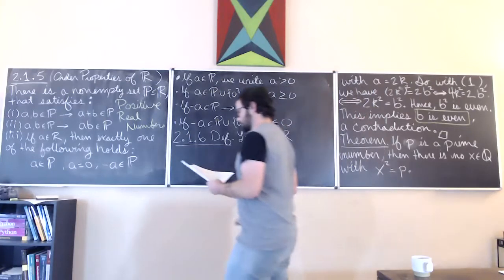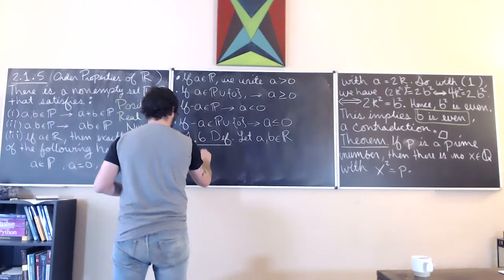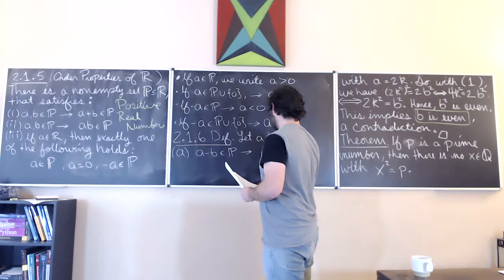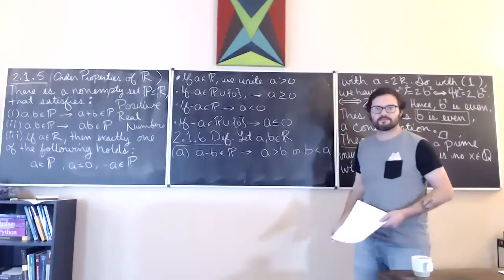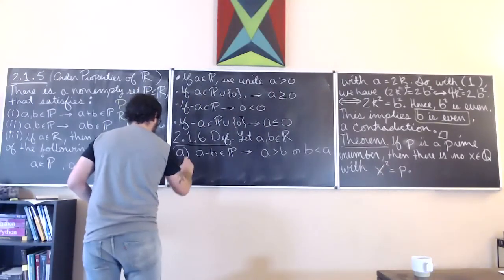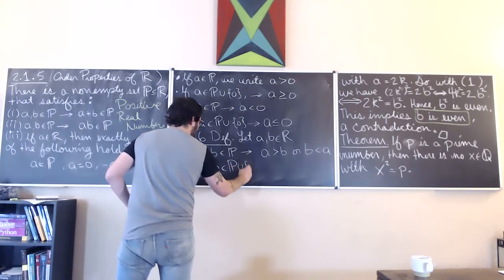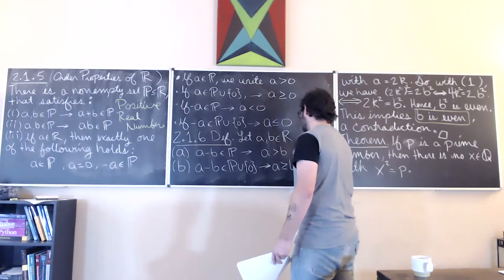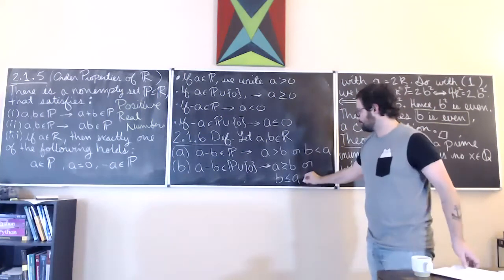Okay, so all right, here's our definition. So part A, if A minus B is in P, we write A greater than B or B less than A. That's just the notation that we're going to adopt. And then for part B, if A minus B is an element of P union 0, we write A greater than or equal to B, or B less than or equal to A. Okay. This is just a definition.